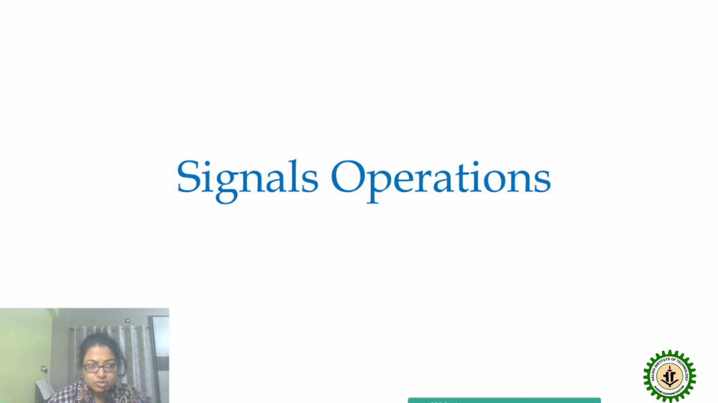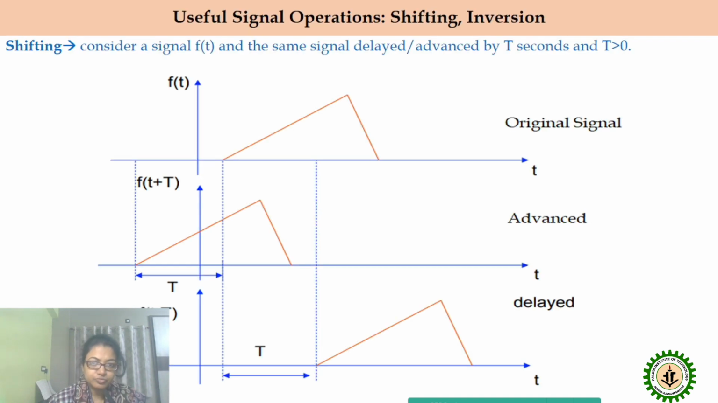Now coming to signal operations. Signal operations are mainly useful when we are saying f of minus t, or when the signal is in its present condition, or it is a delayed version, or it is an advanced version. So in that case also we can consider the signal operation is important.